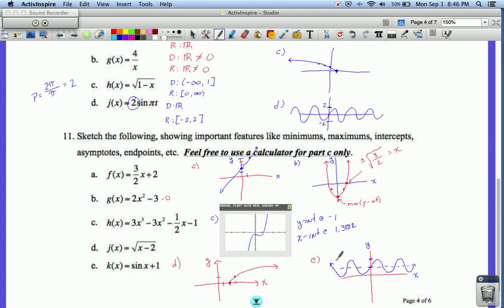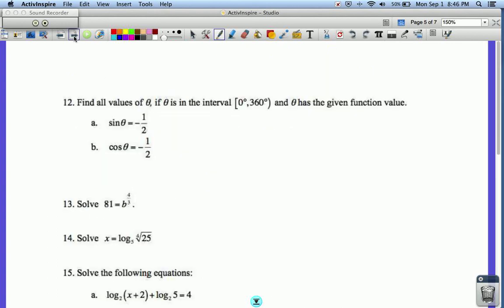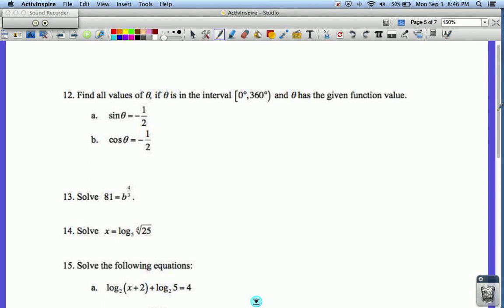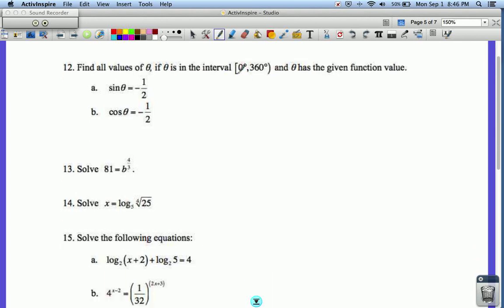And in that direction. So there's our graph for number 11. Let's flip the page, next page, and start looking at some of these guys. So we're looking for answers in degrees. So where is the y value -1/2? Well, I'm going to draw out my unit circle. The y value takes on a value of half here at 30 degrees, so it's -1/2 at -30.